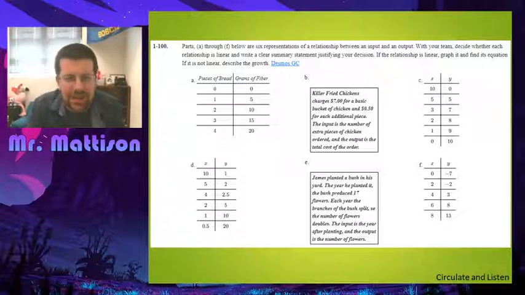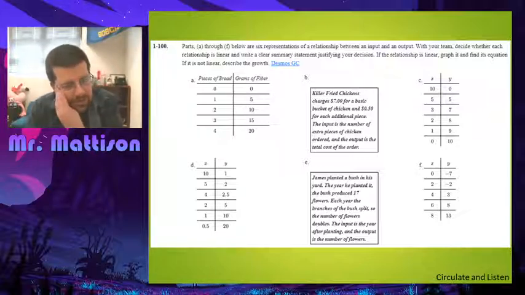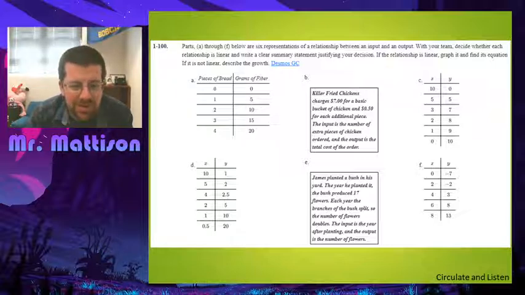Now let's take a look at E. So E, James planted a bush in his yard. The year he planted it, the bush produced 17 flowers. Each year the branches on the bush split, so the number of flowers doubles. The input is the year after planting, and the output is the number of flowers.